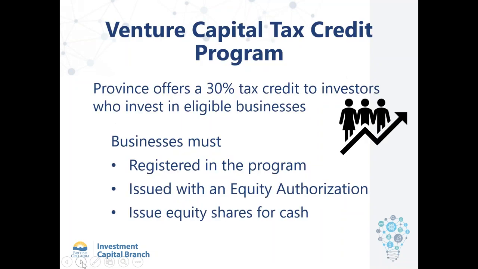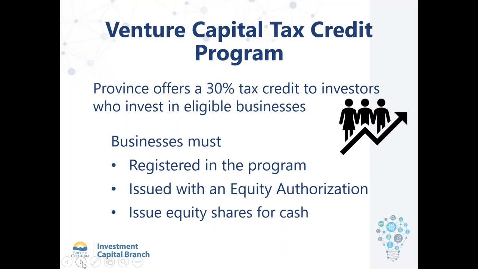And so the means by which the province stimulates investment in these risky businesses is providing a 30% tax credit to the investors. And the investment, the tax credit, doesn't go to the business. It goes to the investors who are risking their own money to purchase an equity stake in the business. And its purpose is to offset not all of the risk, but some of the risk of making that investment.